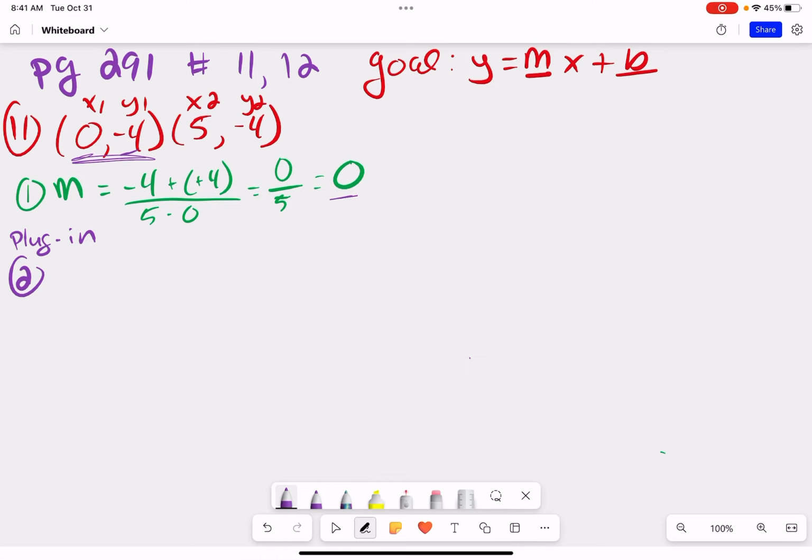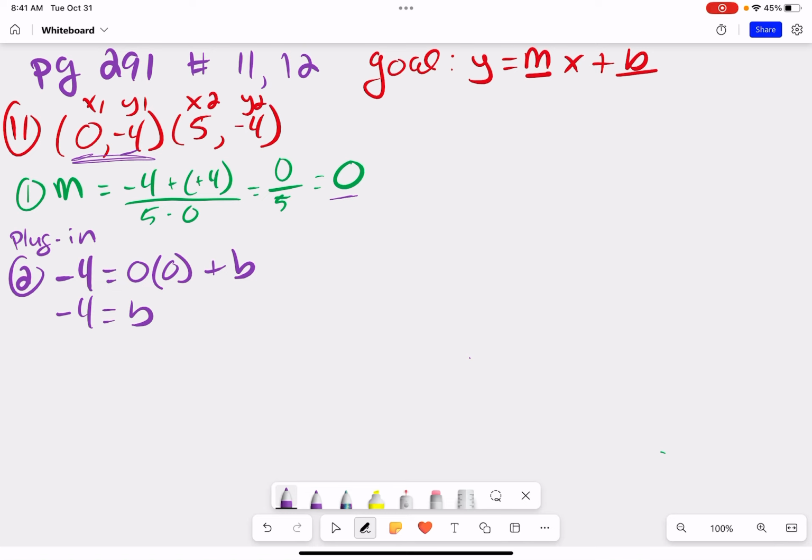My y value in that point is -4. That goes there. My slope is 0, and I'm going to multiply it with x, which in this point is 0. And I don't know what plus b is, so I put plus b. 0 times 0 is 0, so they cancel out, and I'm left with -4 equals b. My goal is to get b isolated and alone on one side of the equation, and I just did that.